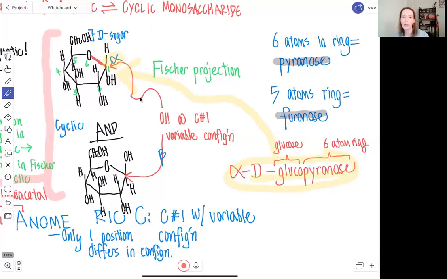So what we're going to do in the next video is continue to look at these concepts by doing a couple of example problems where we're given some model open chain sugars and asked to convert them into the cyclic form, or we're given a cyclic sugar and asked to convert it into the open chain form to make sure that we're up to speed on this. So stay tuned for that.